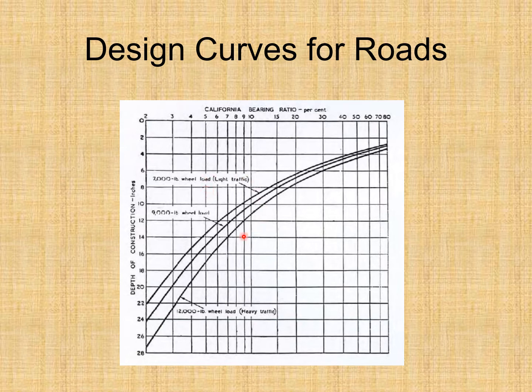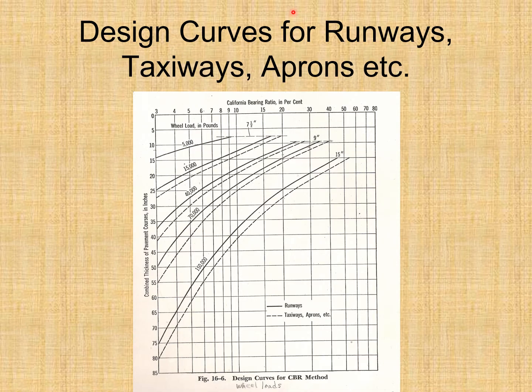So these design curves are used for roads, and these are the design curves for runways, taxiways, aprons, etc. The firm line curves are meant for the runways, and the dotted curves are meant for taxiways and aprons. So again, if you have the California Bearing Ratio design CBR value, you can get the thickness of construction above that material by using these design curves.